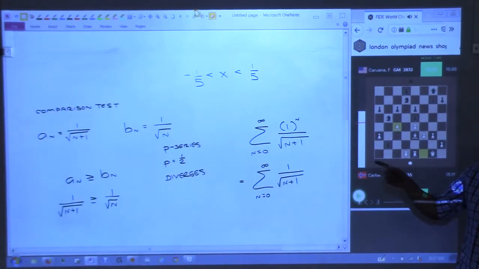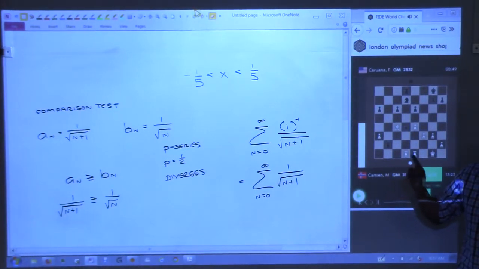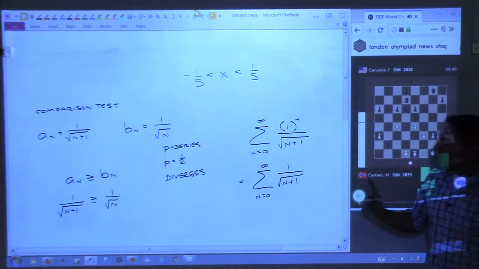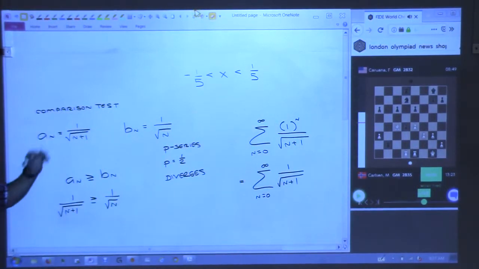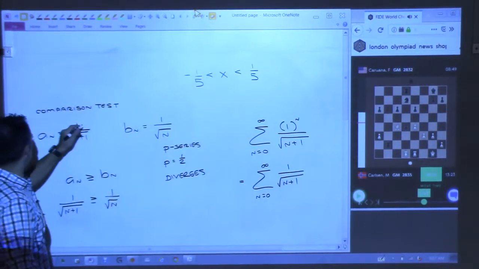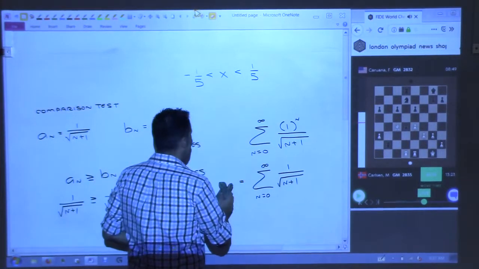Now I actually like this comparison. I like what you're comparing it to. What I don't think worked was this type of comparison test. What other type of comparison test could we potentially use? Limit comparison test. A sub n over b sub n. So instead of doing this, let's do the limit comparison.